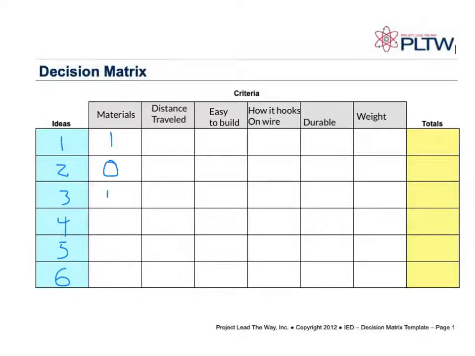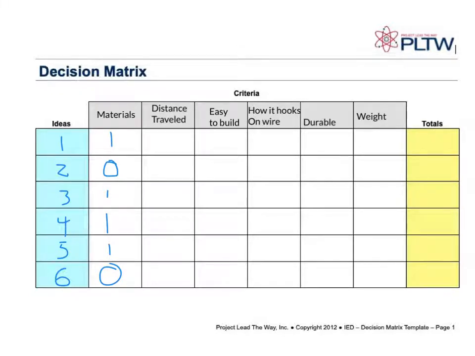Let's say 3 has all the materials, 4 does too. Oops, that's the wrong number. 4 has all the materials, so does 5, but 6 does not. So really right there, that tells me that my idea number 2 and 6 are ones that I can't use because it is a requirement that I have all of my materials.